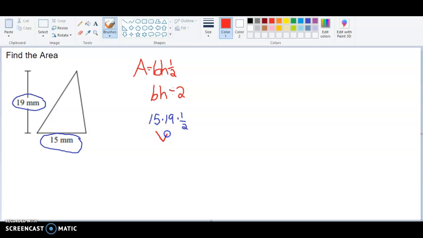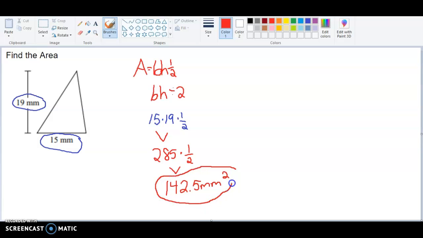Okay? When I do this, I'm going to get 285 times 1/2, which is going to get me 142.5. I need a label, millimeters squared. Okay?